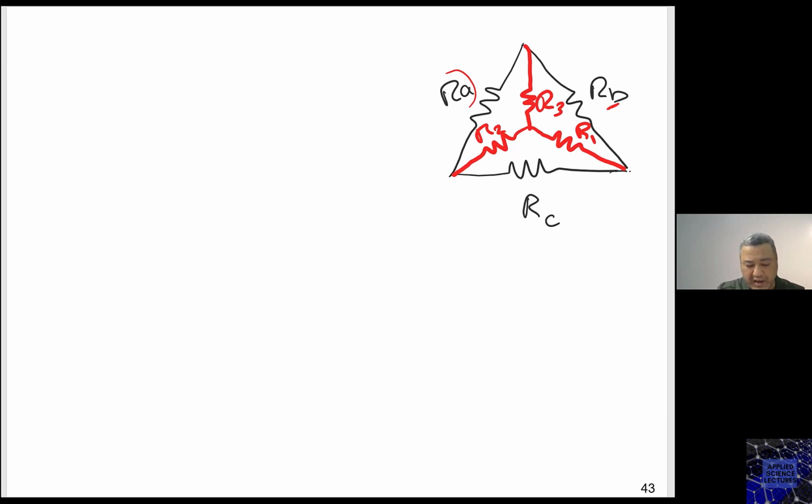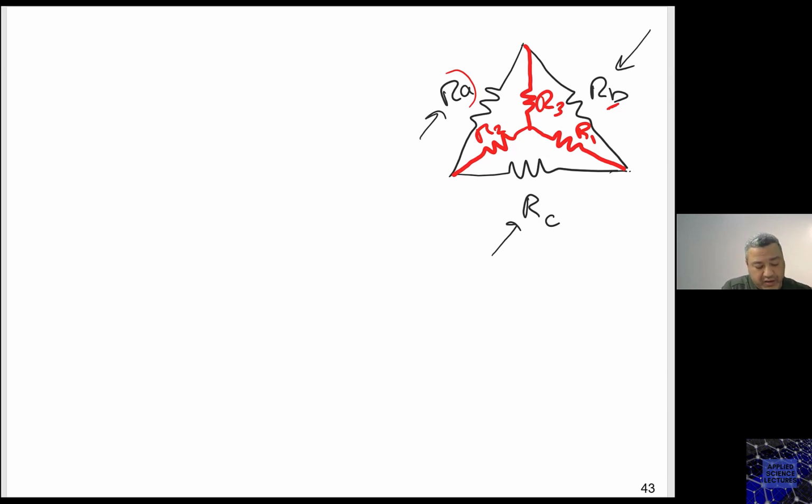So assume you have RA, RB, and RC. Those are given to you. You have a circuit that has this delta, and you know the values of those resistors. You need now to replace this delta with its equivalent Y circuit, right? Then this is how you do it.